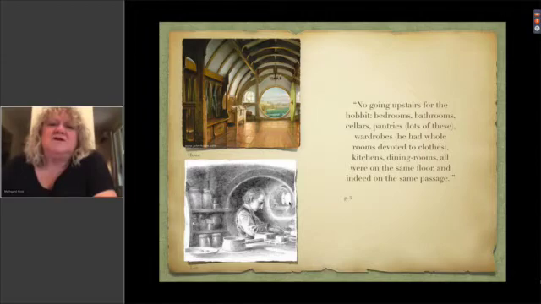Bedrooms, bathrooms, cellars, pantries, lots of these. Wardrobes, he had whole rooms devoted to clothes. Kitchens, dining rooms, all were on the same floor and indeed on the same passage.